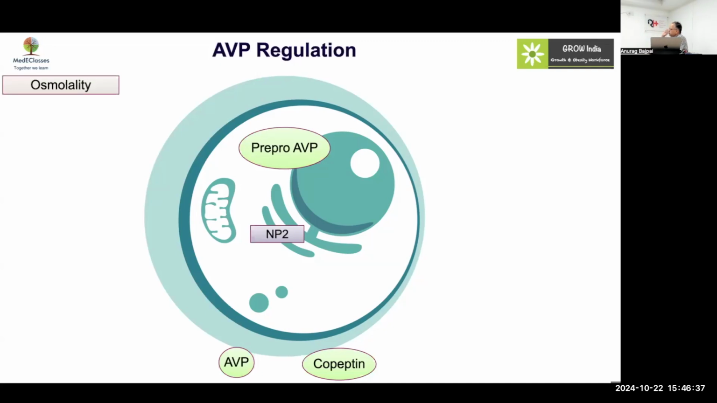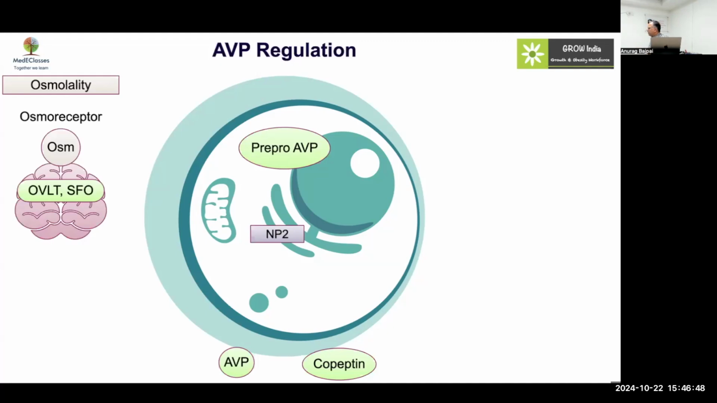Now, the most important regulation which we all talk about is osmolality. So if your osmolality goes up, the osmoreceptors of your organum vasculosum lamina terminalis and subfornical organ will sense it in that region and say, okay, now we want to have AVP coming into the picture. The normal osmolality, if we say, is around 280. As soon as it goes beyond 283, you start having the change. The peak change happens by around 294 and 300.